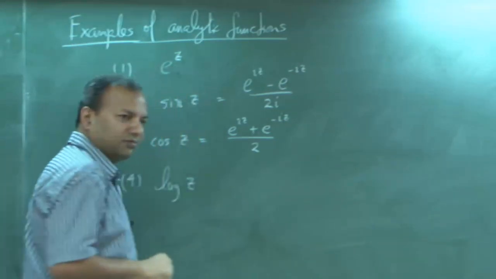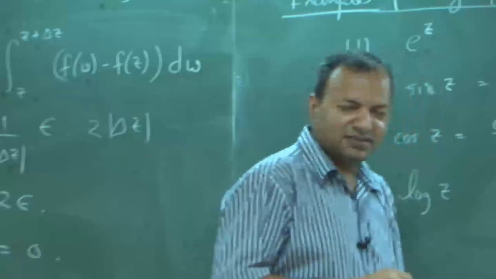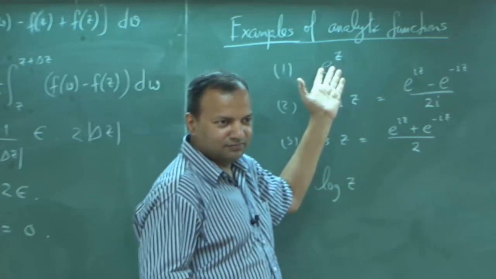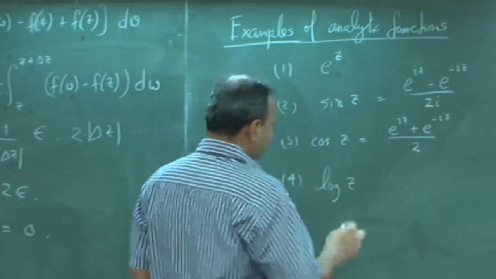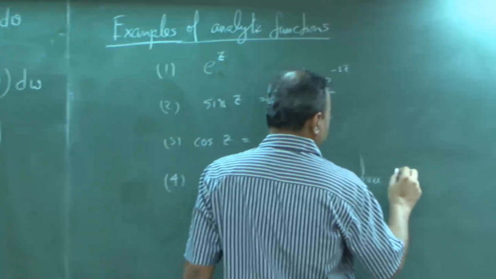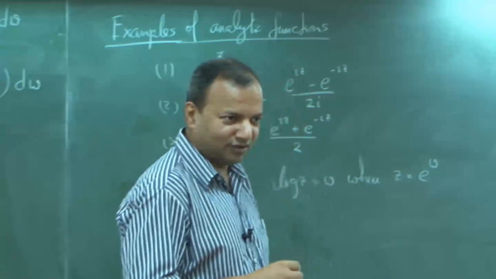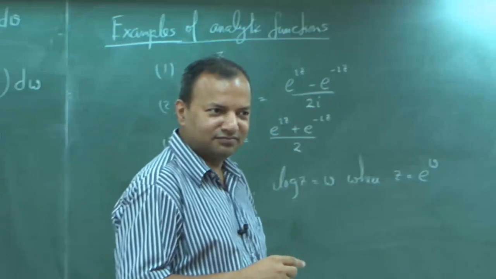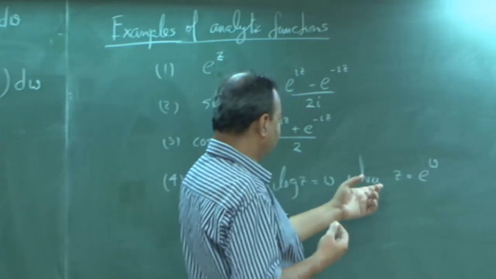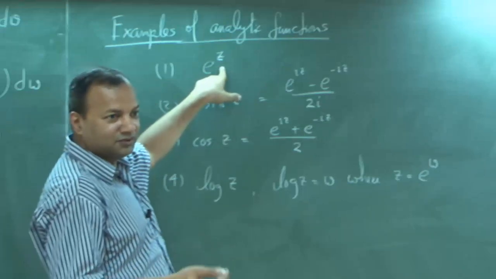This is going to be a very interesting function for us, log z. How do we define log z? Well, in the real world, it's the inverse of the exponential function. So, can we define log z as w, where z equals e to the w? That will be a natural definition for log z, but there is a problem with this definition. It's a one-to-many map, if you define it this way. Why? Because e to the z is not a one-to-one map, it's a many-to-one map.